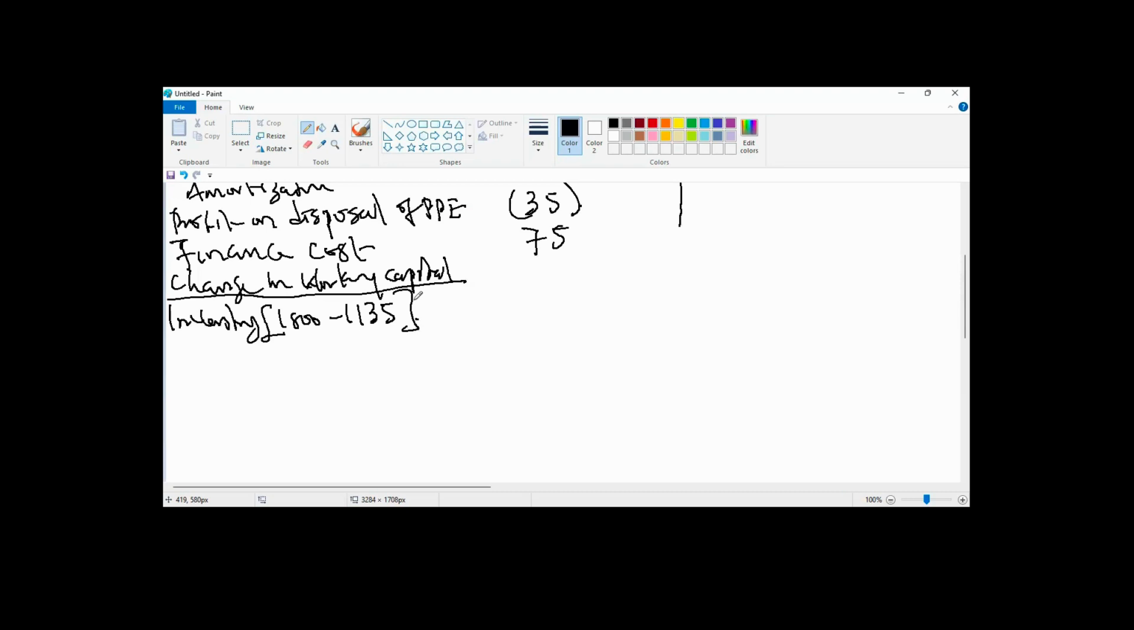You don't want to give me the figure; let me work it out myself. 1800 minus 1135 is 665. It has increased, so it's a cash outflow of 665.